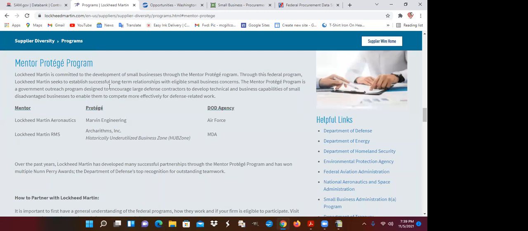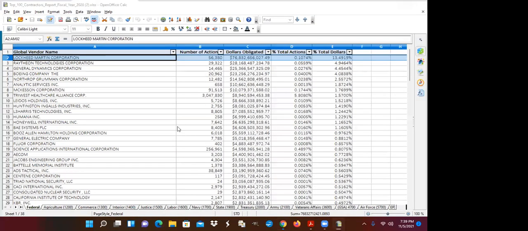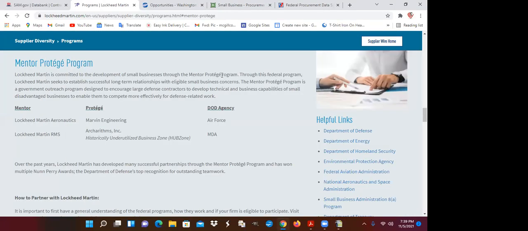Lockheed Martin is saying it is committed to development of small businesses through the Mentor Protege program. See, all these big old companies, this company here has gotten over $76 billion from the government. And here it is, whoever works for them made a mistake. They left the P off that program. These people have billions of dollars, but everybody's human, so mistakes are going to be made with both them and with us. And if one of y'all makes contact with them, hell, they may give you some money for pointing it out. Who knows?